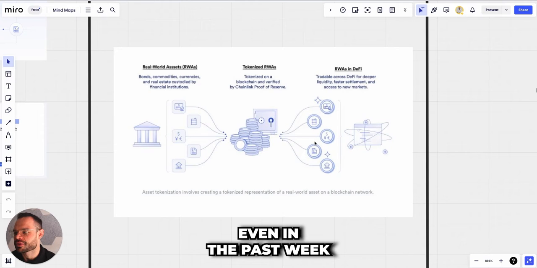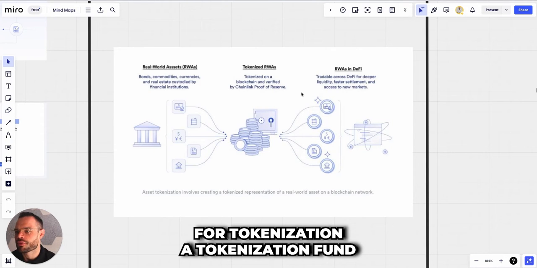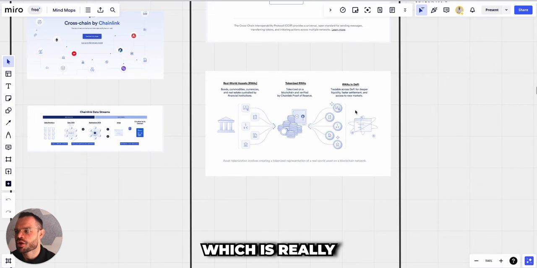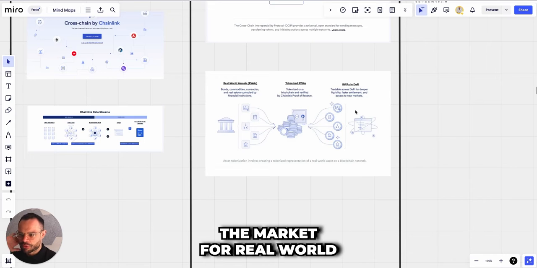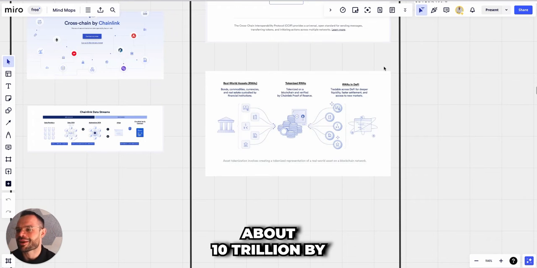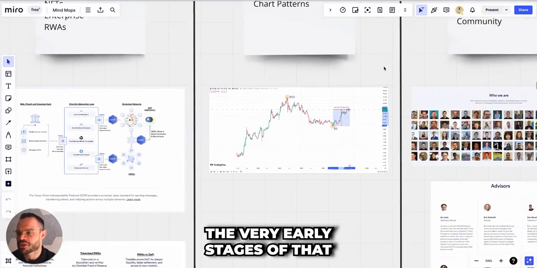Even in the past week or two, we've seen BlackRock file for a tokenization fund on Ethereum, which is really going to be birthing the real-world asset tokenization movement over the next few years. The market for real-world asset tokenization is set to hit about 10 trillion by the year 2030, and we are at the very early stages of that.